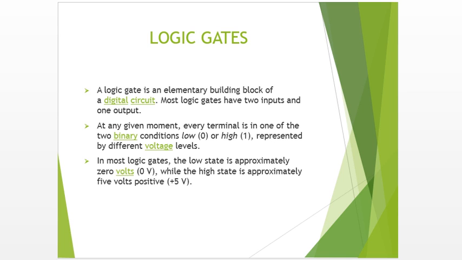Logic gate is an elementary building block of a digital circuit. Most logic gates have two inputs and one output. At any given moment, every terminal is in one of two binary conditions: low is 0 or high is 1, represented by different voltage levels. In most logic gates, the low state is approximately 0 volts, while the high state is approximately 5 volts positive.